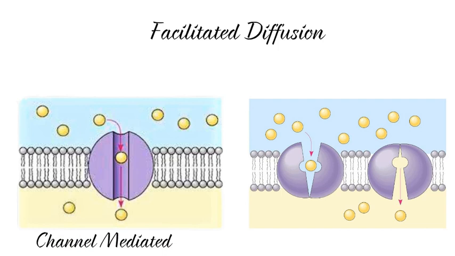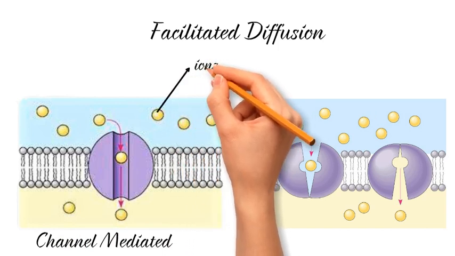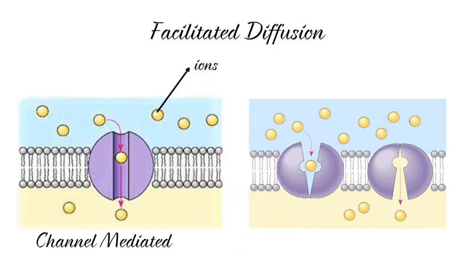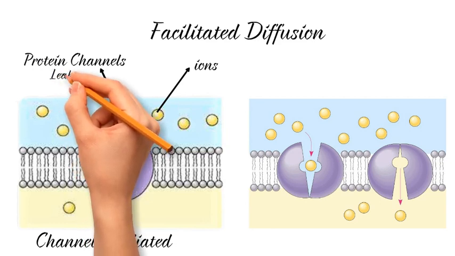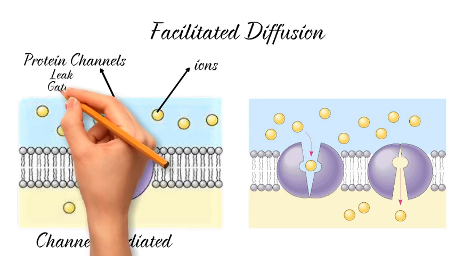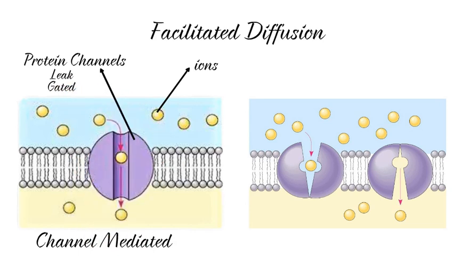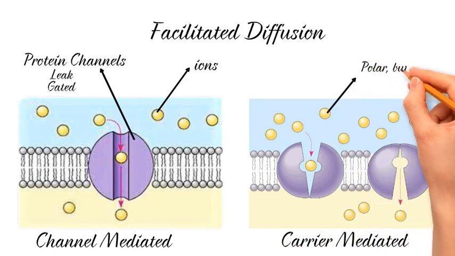Channel-mediated diffusion refers to the movement of ions, which are charged particles with a positive or negative charge, through protein channels in the plasma membrane. These channels are specific to one type of ion, that is, they allow only one type of ion to move through them, and can be either leak channels which are always open, or gated channels, which only open temporarily in response to a stimulus.